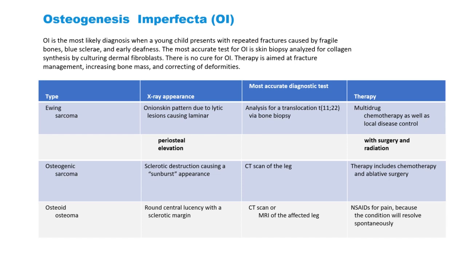The next clinical situation is osteogenic sarcoma. On X-ray, there is a sclerotic destruction with a sunburst appearance. The most accurate diagnostic test is a CT scan of the leg, and the therapy includes chemotherapy and ablation surgery.